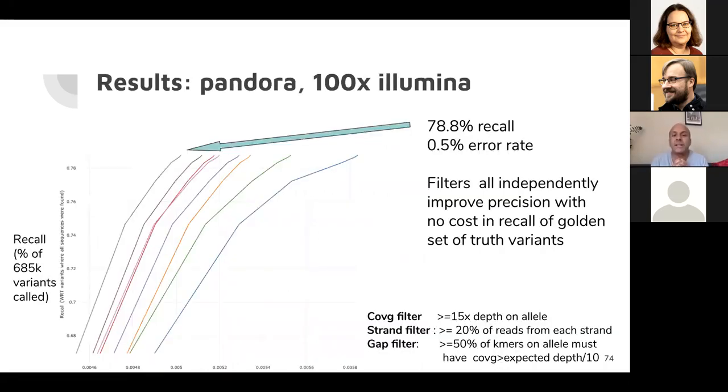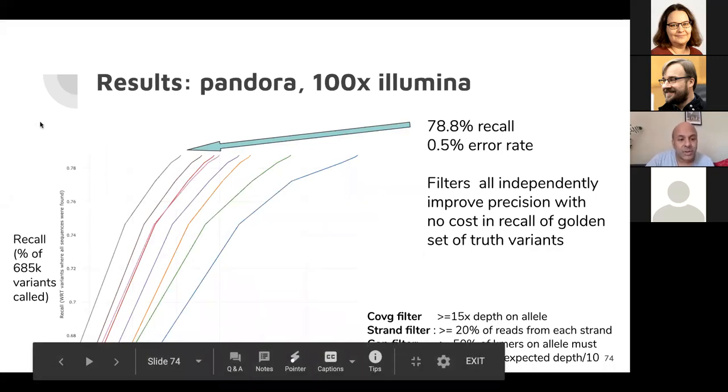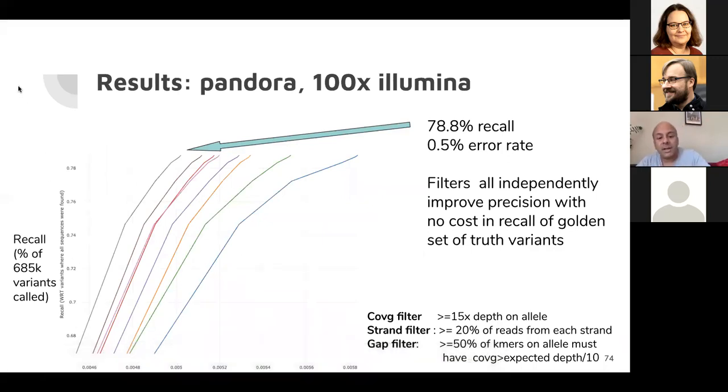Okay, so this is what the results look like for Pandora with 100x of Illumina on those 20 samples. Along the x-axis, we've got the error rate. So in other words, you can think of it as what's the proportion of the VCF records that are wrong using that error measurement that we described before. And on the y-axis is what proportion of the 685,000 variants we can call.